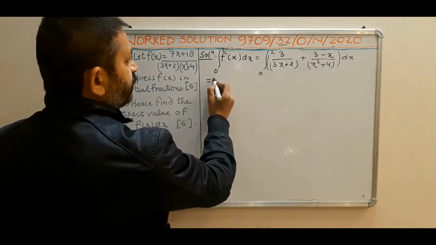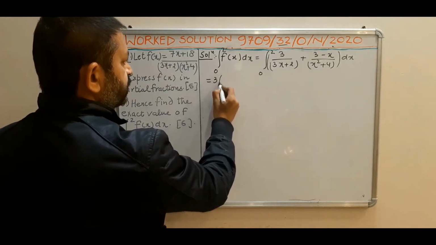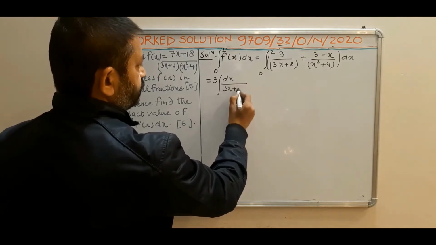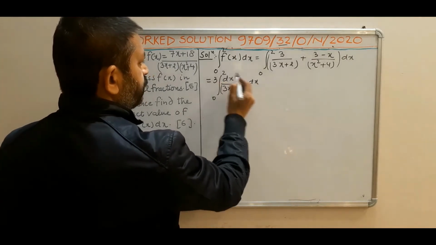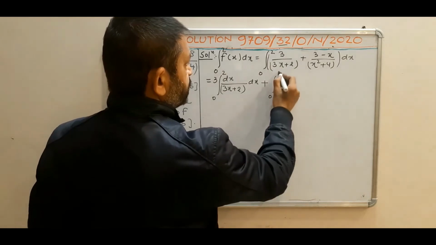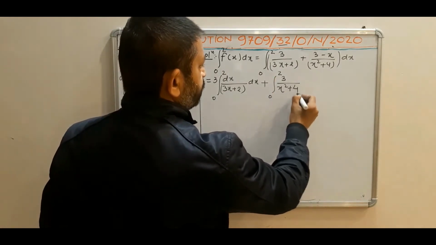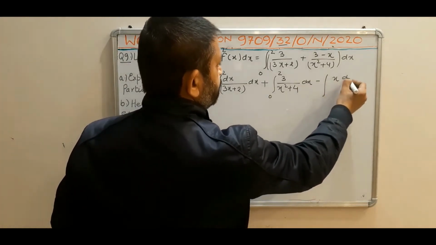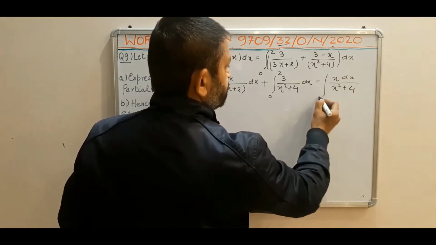So now we'll divide it into two integrations. First one is 3, constants, so just pull it out. Limits are from 0 to 2. Plus second is integral from 0 to 2 of 3 upon x² + 4 dx, and one more is there, minus x dx upon x² + 4. Limits are from 0 to 2.